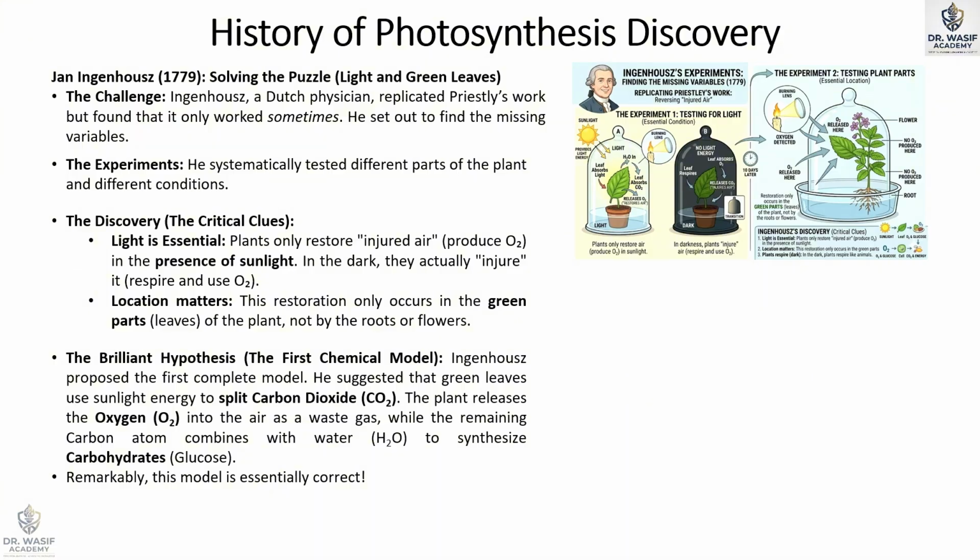So the Dutch physician then proposed a brilliant hypothesis. He suggested that green leaves use sunlight to split carbon dioxide, and the plant keeps the carbon to build carbohydrates, which are like glucose, and releases the oxygen as a waste gas. This model was remarkably accurate and formed the basis of photosynthesis, what we study today.